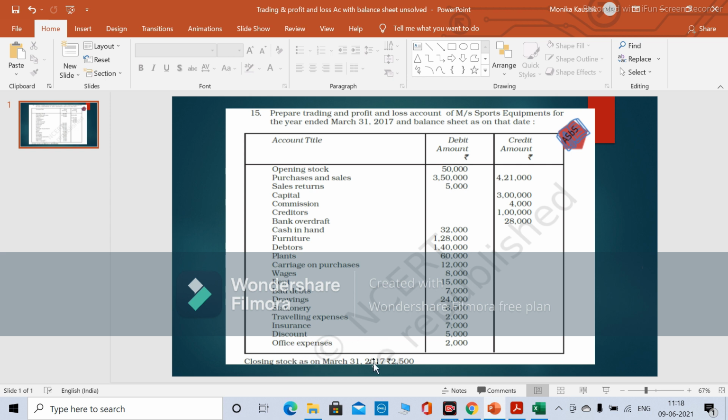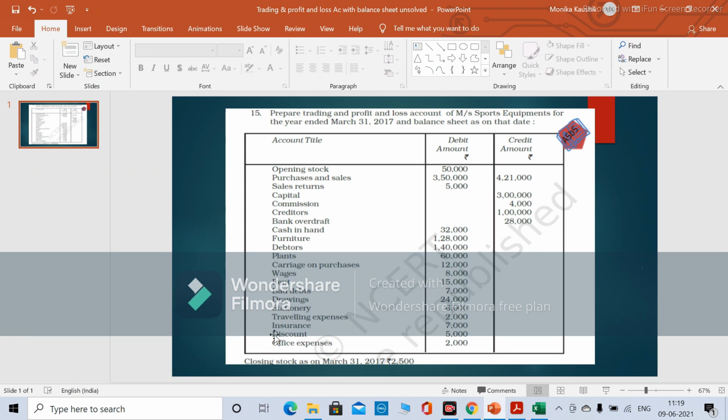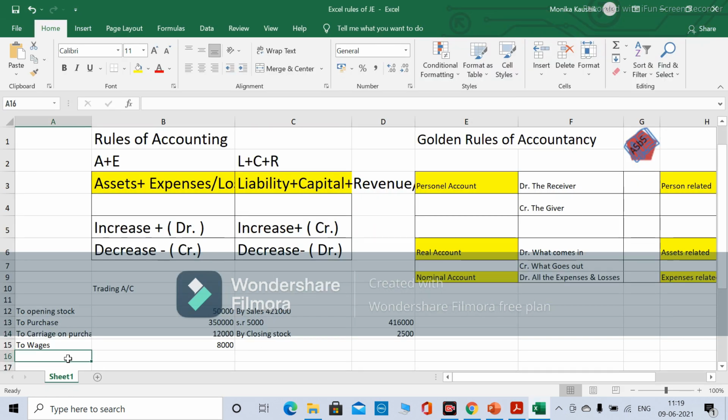Now the closing stock is given over here in the adjustment. If something is given in the adjustment, we need to do the double entry. First of all, we have to take it in the trading account credit side. So let's take 2,500 as a closing stock. By closing stock 2,500. Okay, so that's it. Now let's calculate the gross profit.